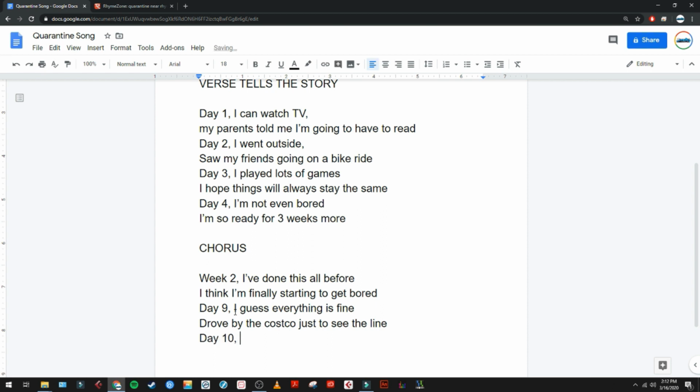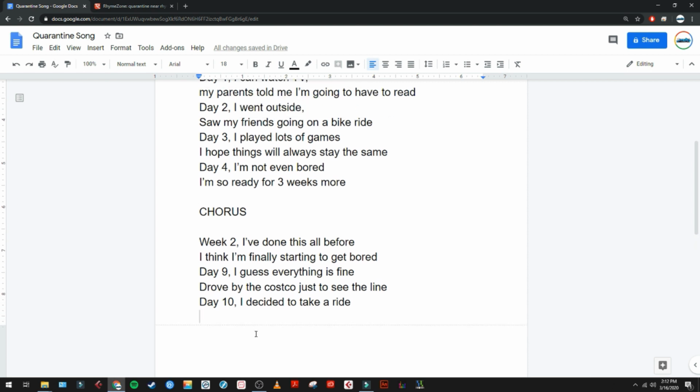Day 10, I decided to take a ride. Went by the park just to see the slide. Not gonna switch to the word 11. Day 11. Okay, let's see what kind of rhythm we have going here so far.